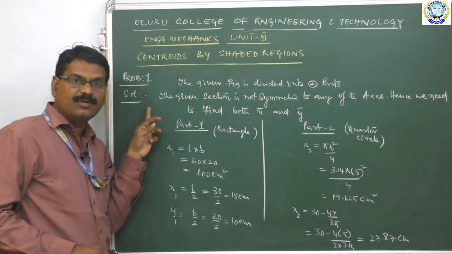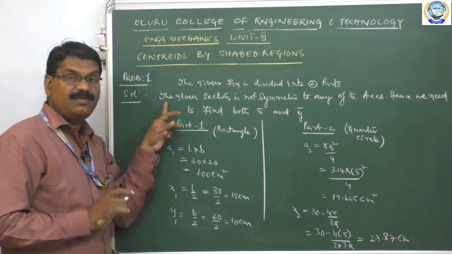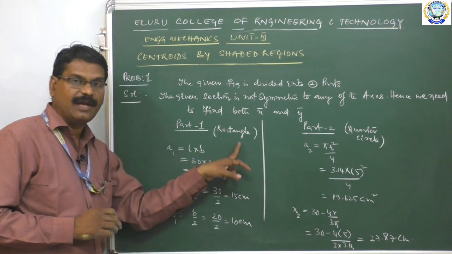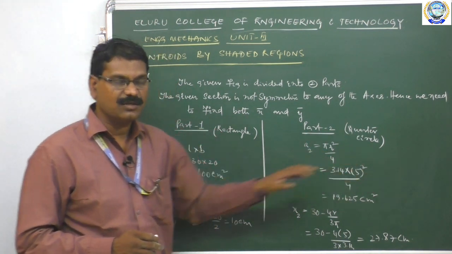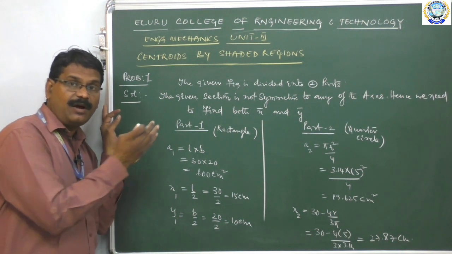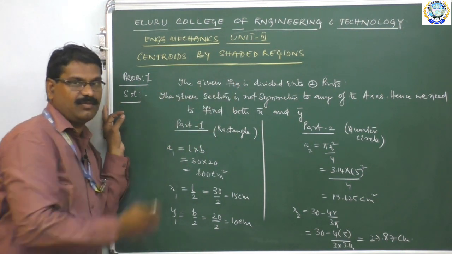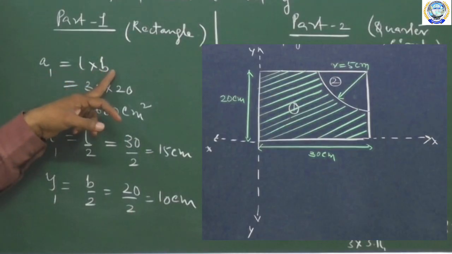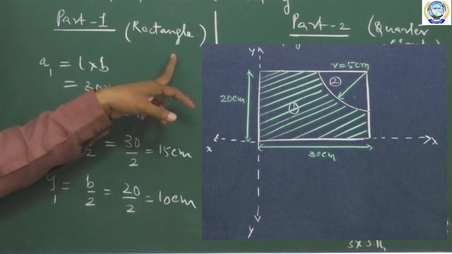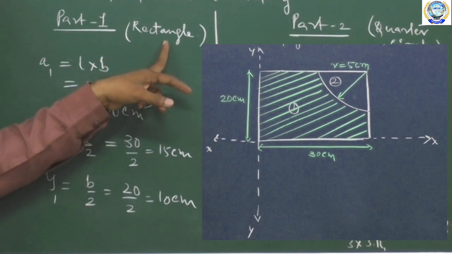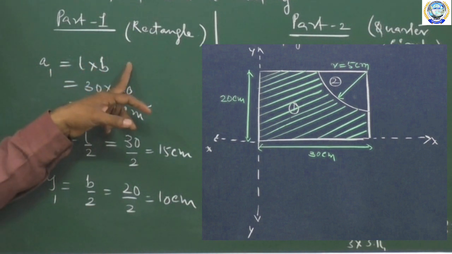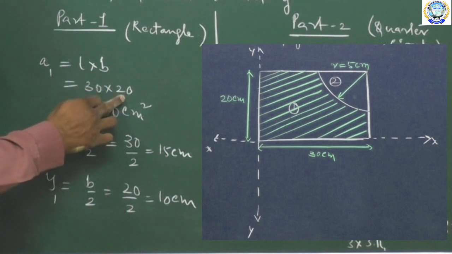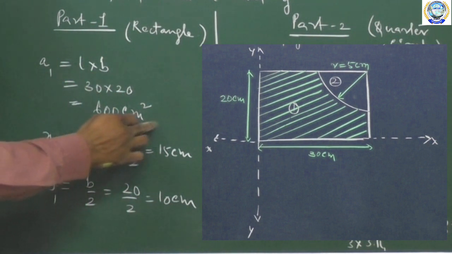Suppose this given composite figure with the shaded region is divided into 2 parts: part 1 is a rectangle and part 2 is a quarter circle. How do we find the areas of both the rectangle portion and the quarter circle portion? Looking at the diagram, A1 is equal to L into B, because my first portion is a rectangle. To find the area of a rectangle, we have the standard formula A1 is equal to L into B. In the diagram, L is equal to 30 centimeters and B is equal to 20 centimeters. Therefore, A1 is equal to 600 centimeters square.